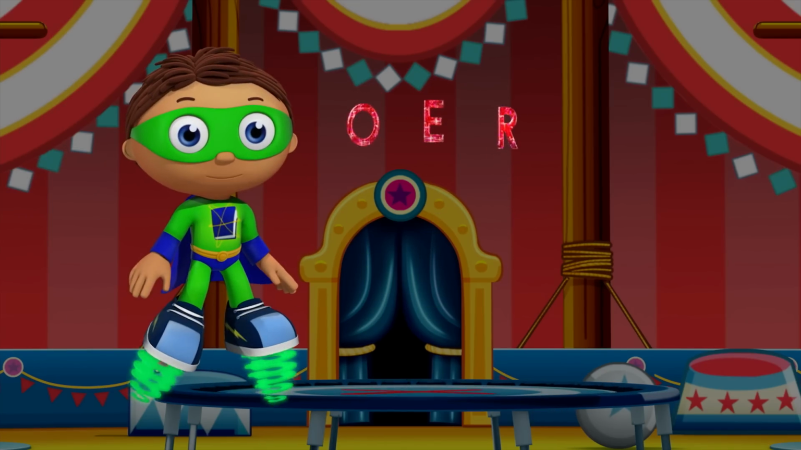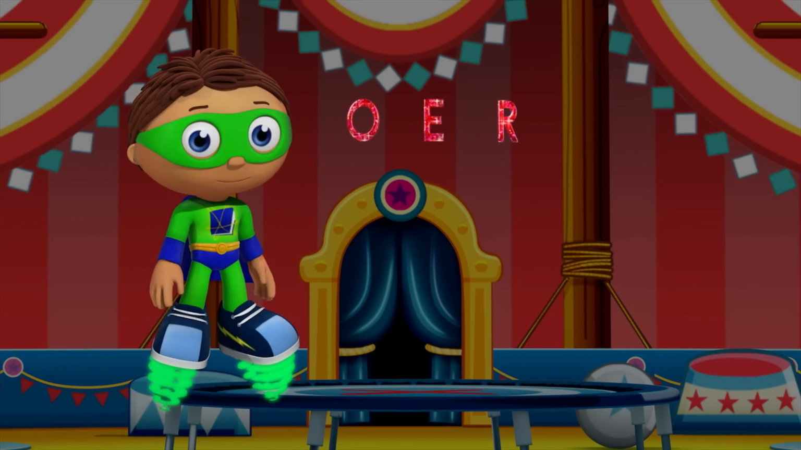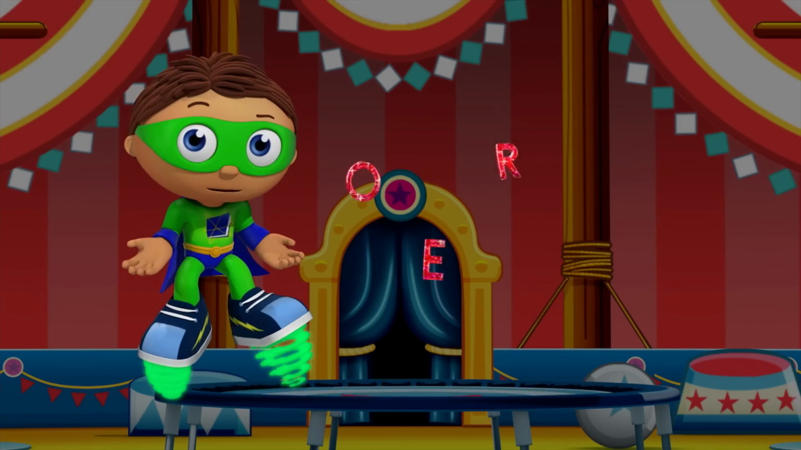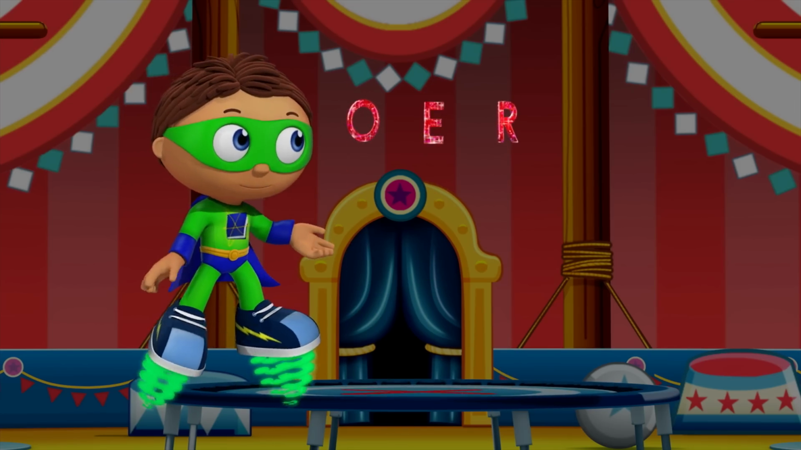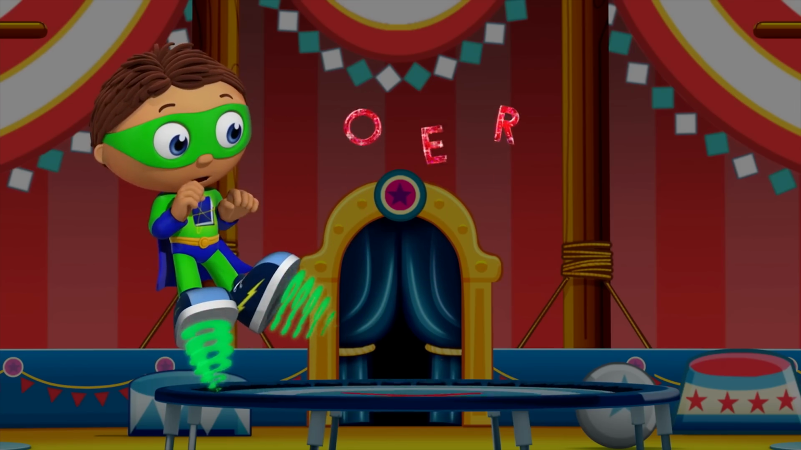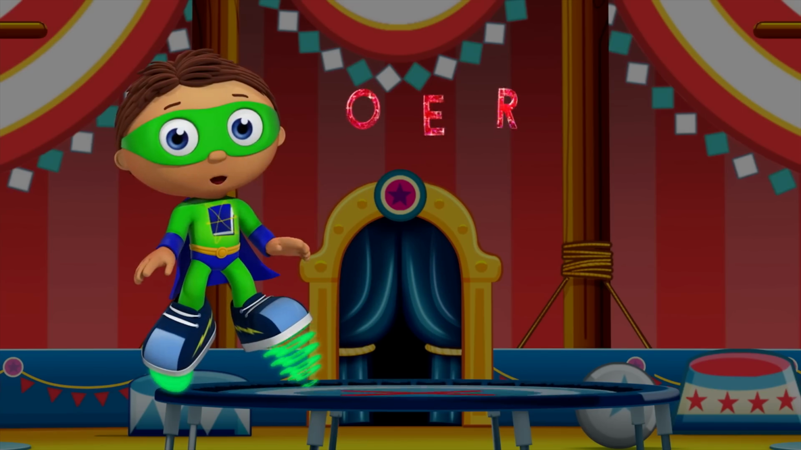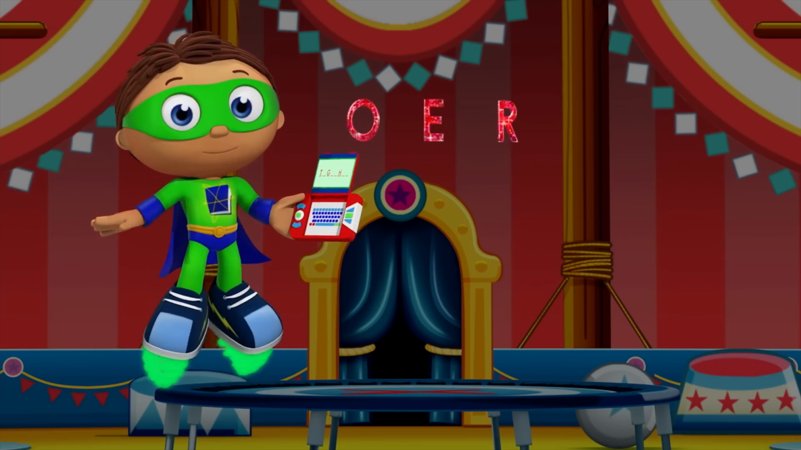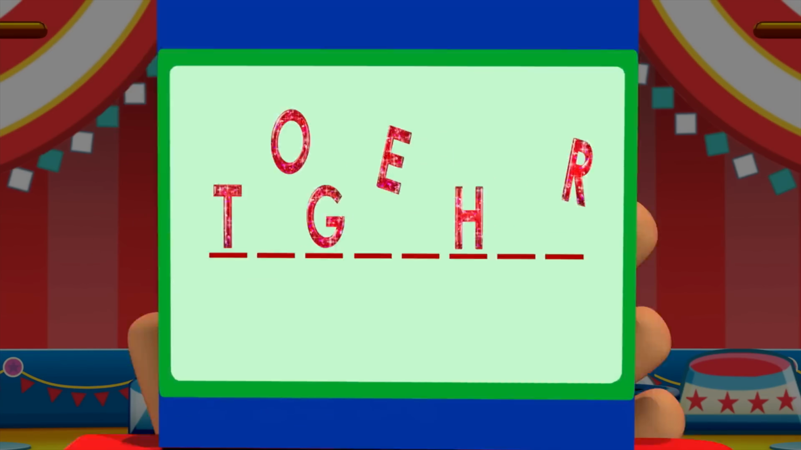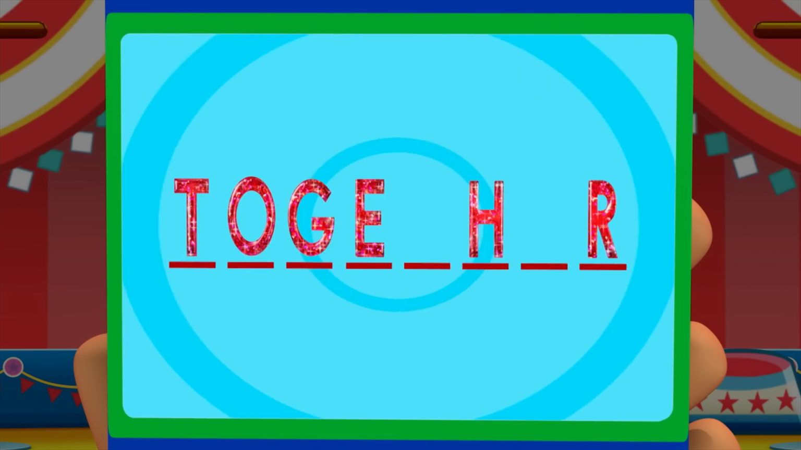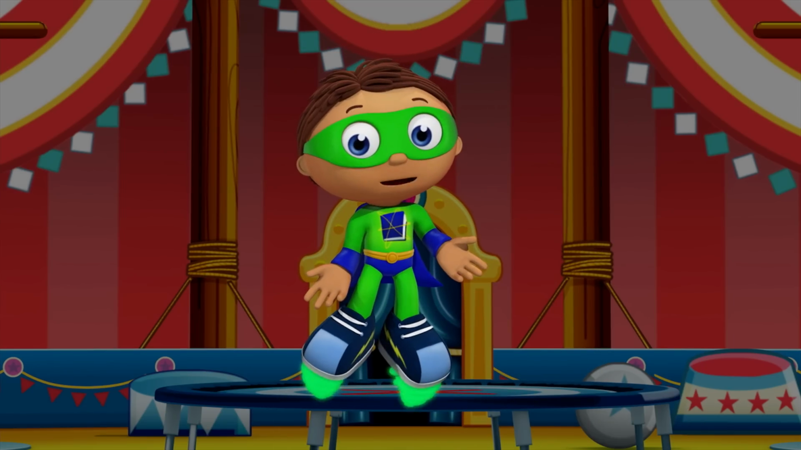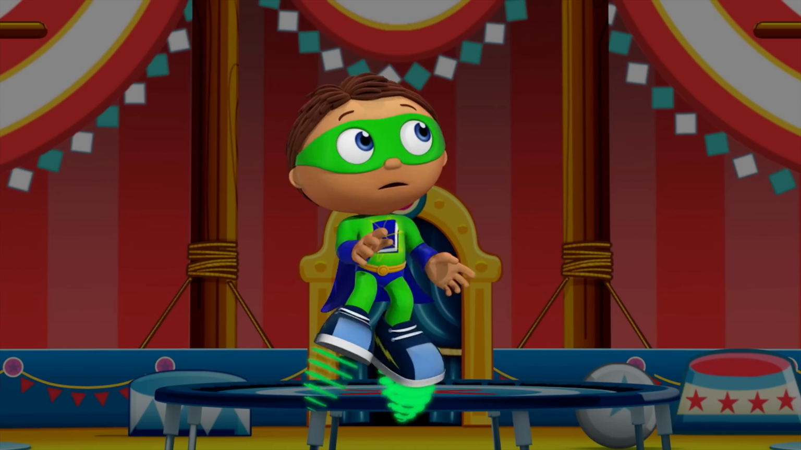You see super letters? Which ones? O, E, R. Oh, yeah. They're bouncing. O, E, R. Super letters, stop bouncing. Now we need to put them into our super duper computer! 2 more super letters, and then we'll get our super story answer. Nice bouncing, super readers.